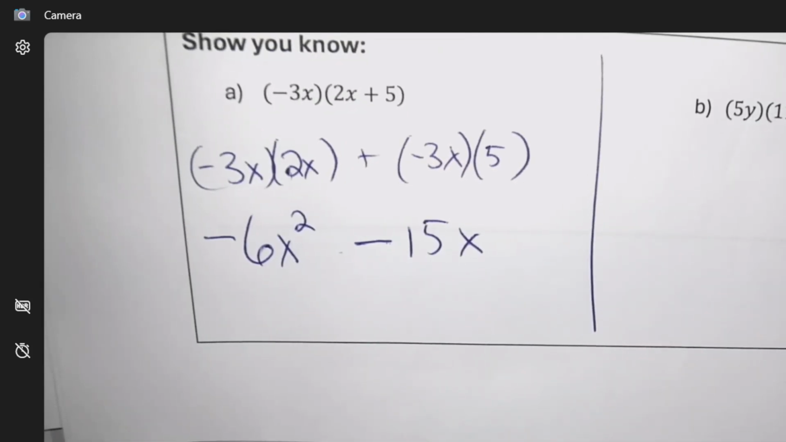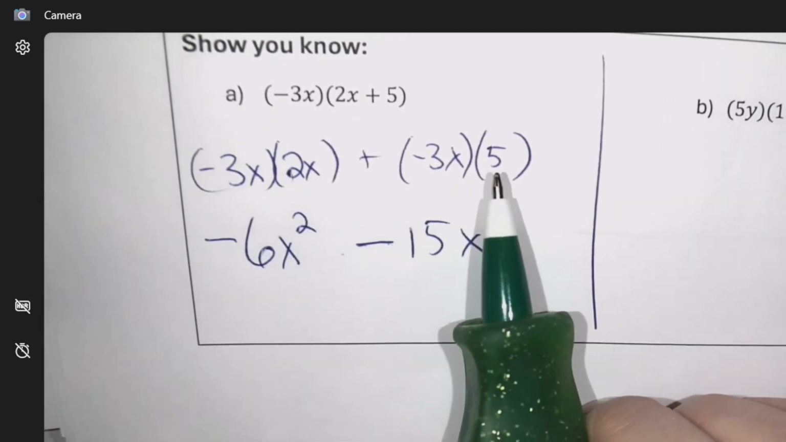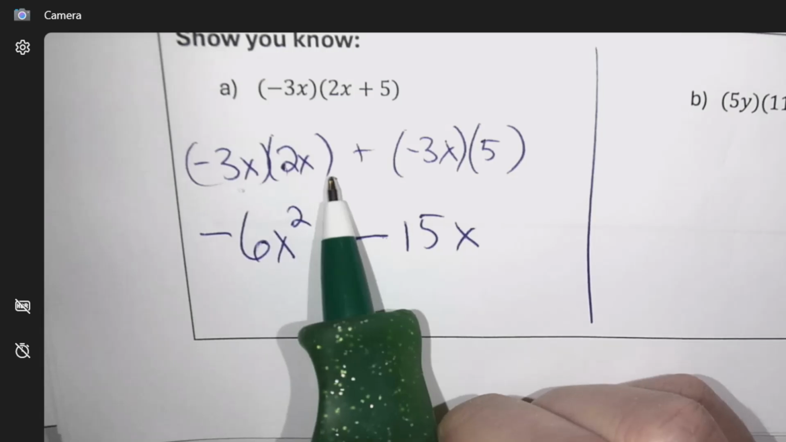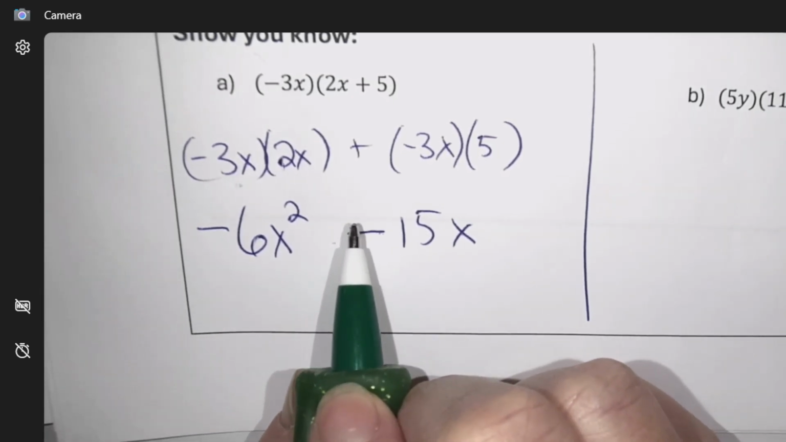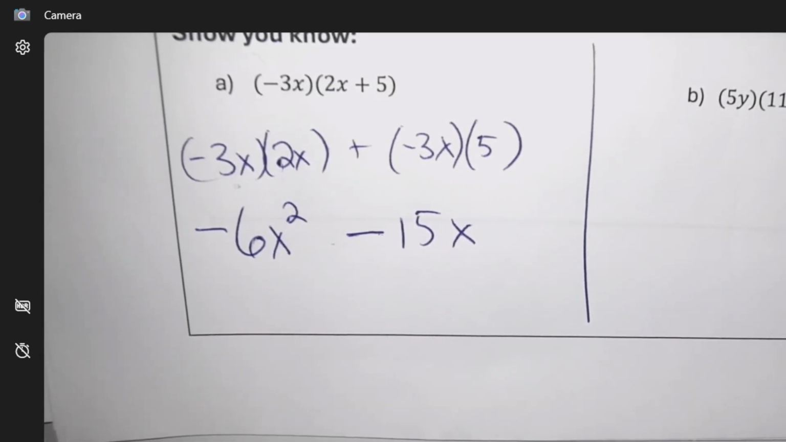Okay, so here's my answer. So here's the distribution of the negative 3x, it has to do that and that. How does yours look? Matched? Or did somebody write plus negative 15x? That's good too. That's the same. Fine.